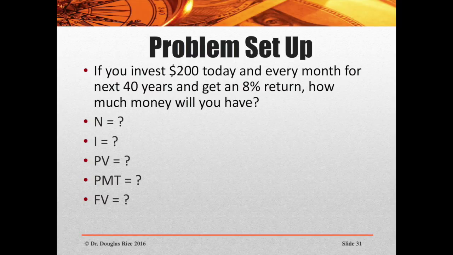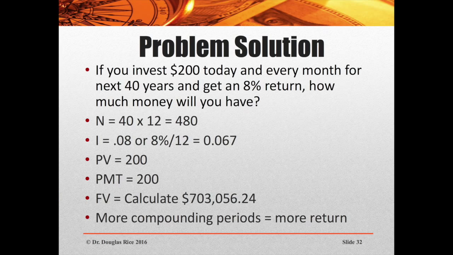The next problem is if you invest $200 today and every month for 4 years, get an 8% return, how much money will we have? Well, this is a good question, right? So instead of annualized, let's see if we invest it monthly, if the compounding will have an effect. So in this case, n equals 40 times 12, which is 480 because it's monthly, and the interest rate I is 0.08, or 8 divided by 12, which is 0.667. The present value is 200, payment's 200. Calculate the future value.